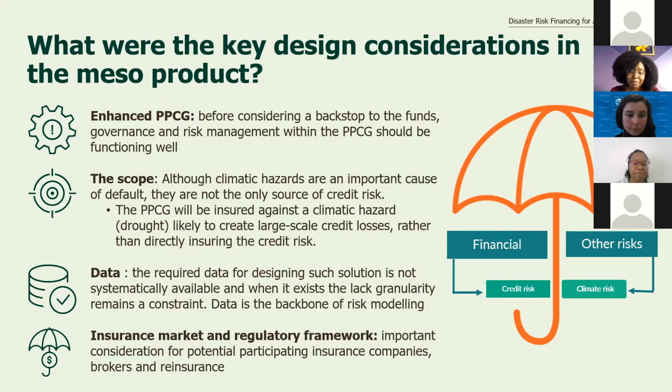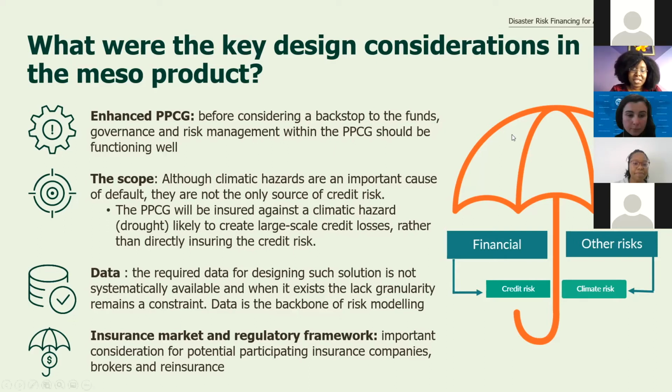So we ended up revising the scope of what we are doing and decided to focus on insuring the credit guarantee scheme against climatic hazards, particularly drought, likely to create large-scale credit losses, rather than directly insuring the credit risk.